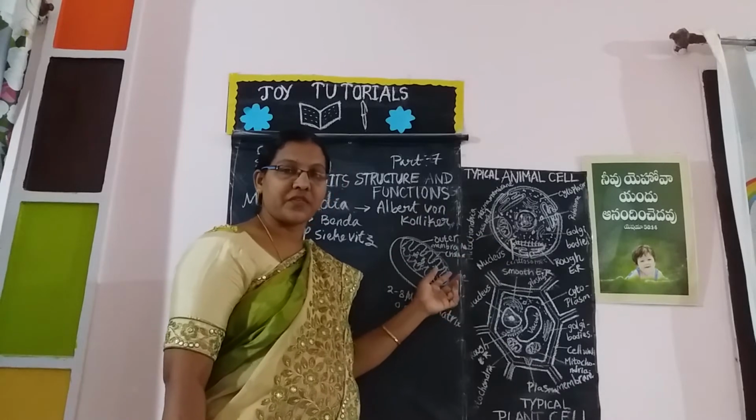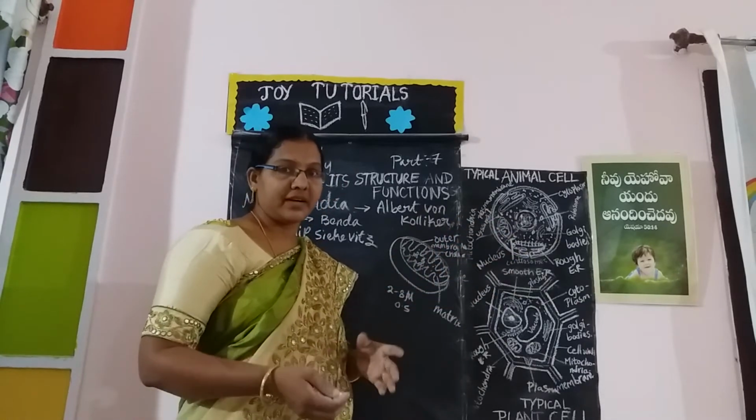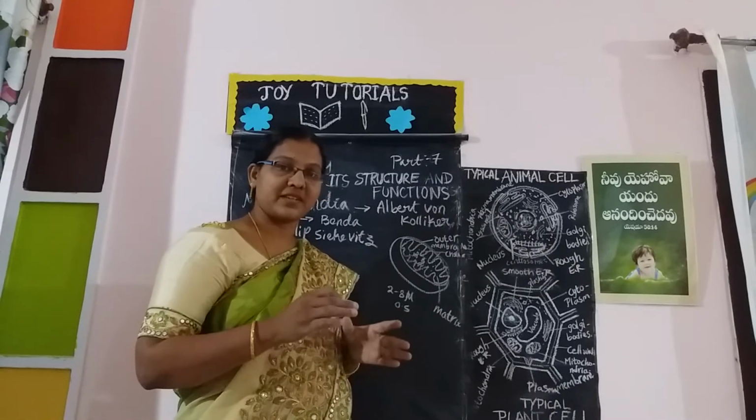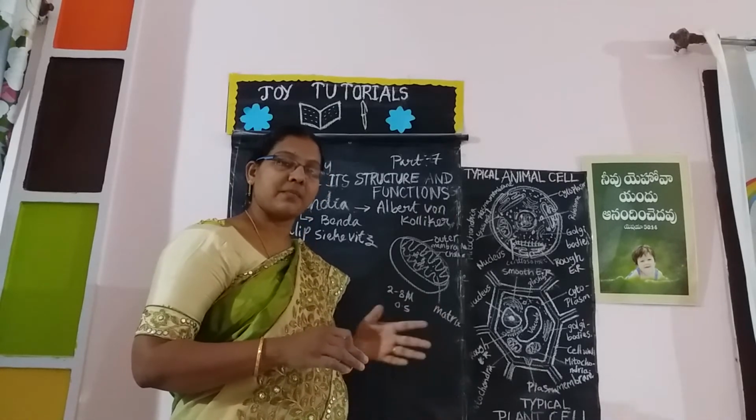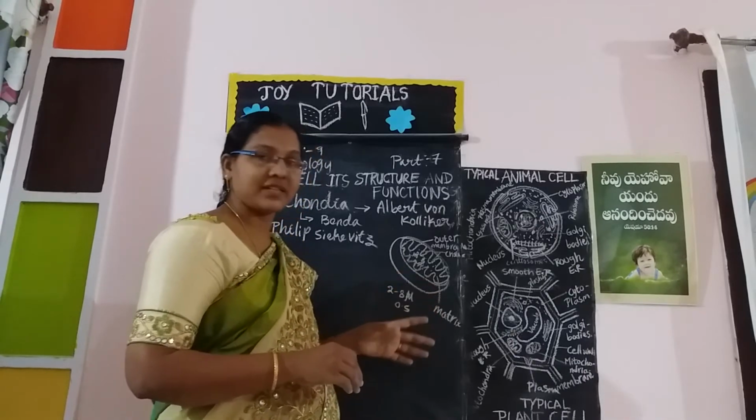These are 100 to 150 in the cytoplasm. Depending upon the cells, some have more number, some have less number. The range is 100 to 150 in the cytoplasm.